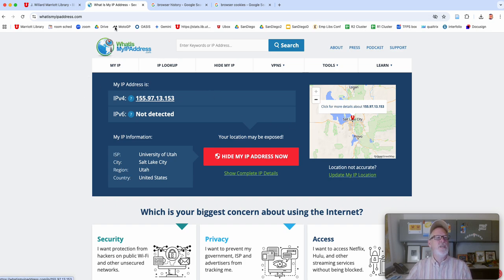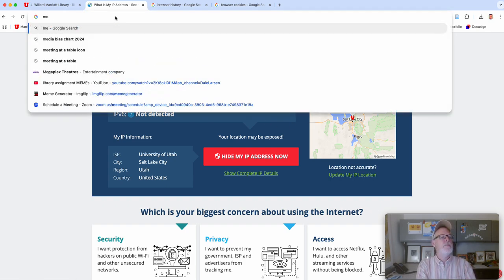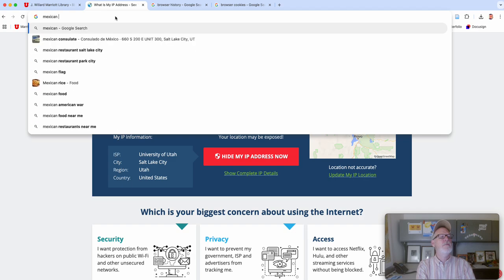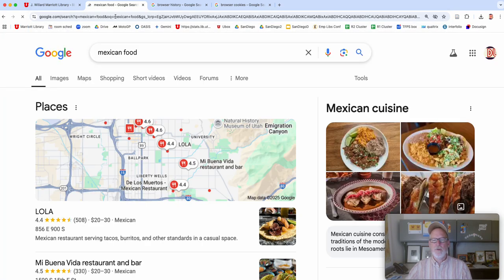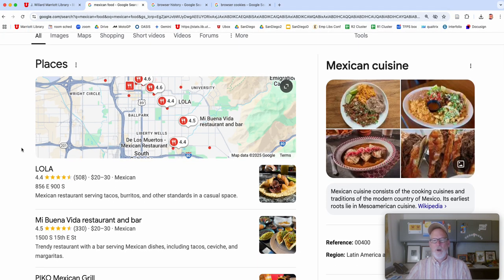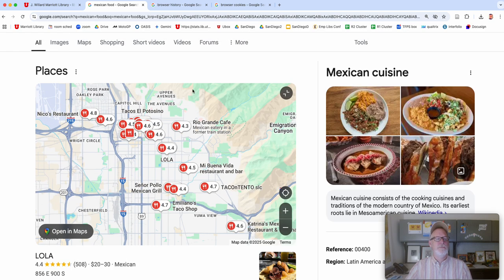So if I'm looking for Mexican food, this is how it knows where I'm at. If I was really looking for good Mexican food, I'd want to go to Mexico. But it knows where I'm at because of my IP address.